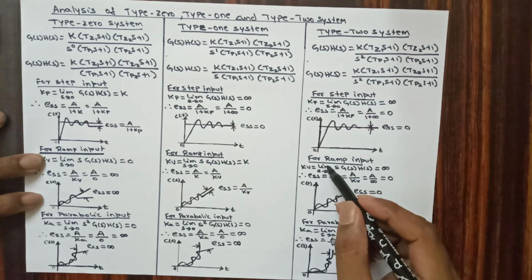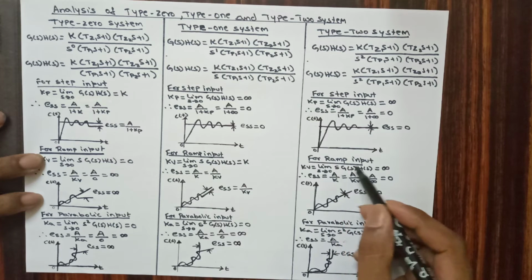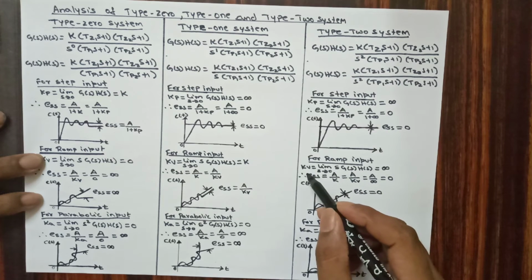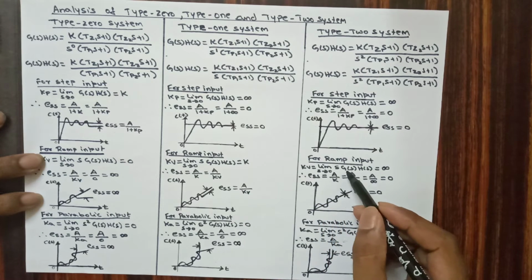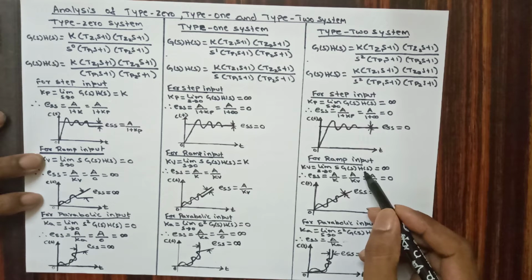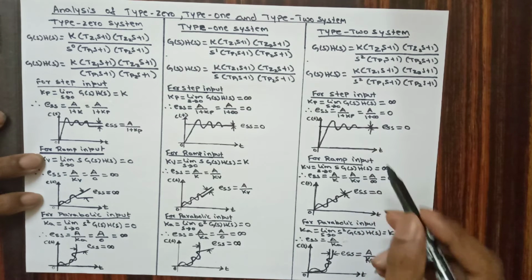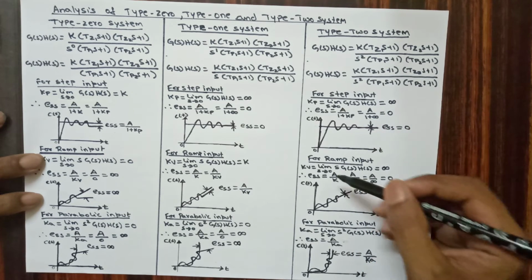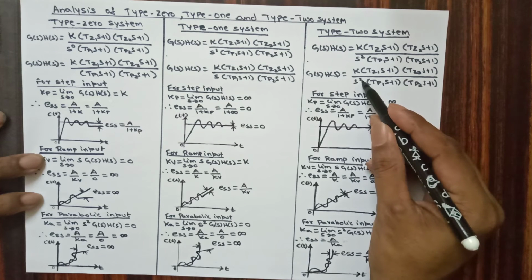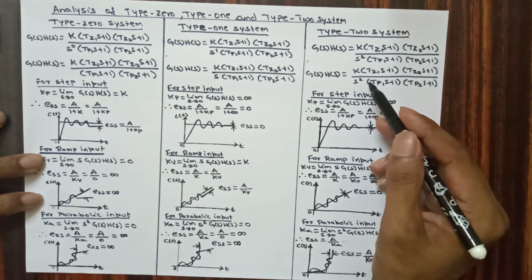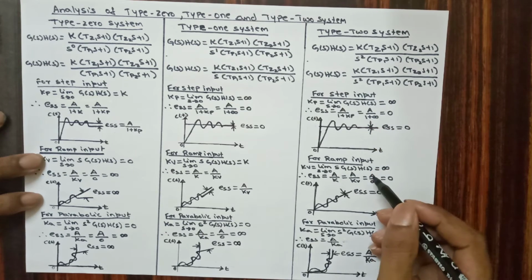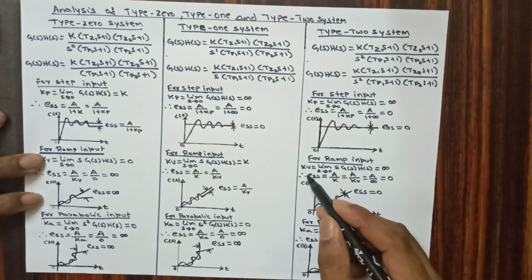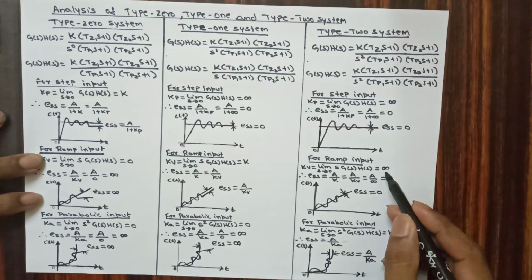Second example, when we apply ramp input for a type 2 system, as we know the formula, velocity error coefficient Kv is equivalent to limit s tends to 0 of s into G(s) into H(s), where we know that G(s) into H(s) for a type 2 system, this s and the power 2 get cancelled. So anything divided by 0, we know that is infinity. Therefore, for ramp input, Kv is equivalent to infinity.